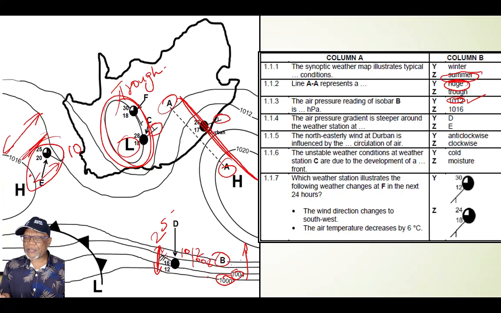The northeasterly wind at Durban is influenced by the circulation of air. Now let's look at Durban. There is our Durban there. I'm sorry, I put a lot of writing on our Durban here. So it is influenced by anti-clockwise or clockwise. So what do we have here? We said the season is summer. And now we have the high pressure cell here, which is called South Indian.